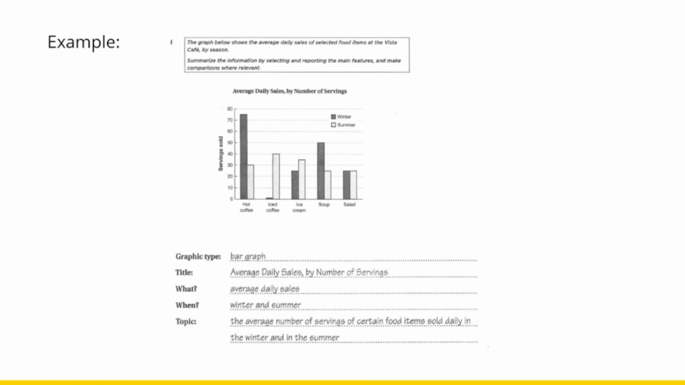So by finding these type of answers and keeping them in mind, it will be easier for you to write a topic sentence. So for example, here I have a graphic type, bar graph, title, average daily sales by number of servings, and I have what happened, average daily sales, when, it's winter and summer, and based on the information I have, now I have my topic sentence. The average number of servings of certain food items sold daily in the winter and in the summer. So that's how I can write my topic sentence, by determining the information I have on the graphic.